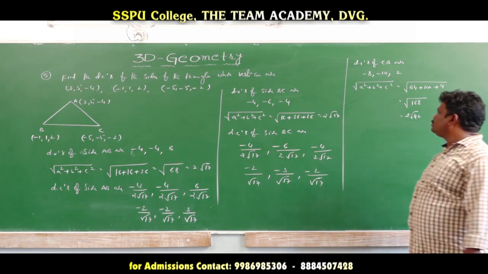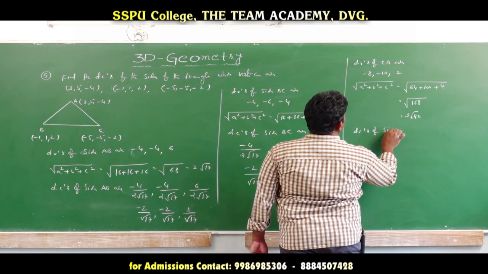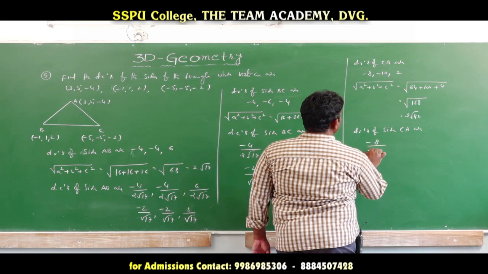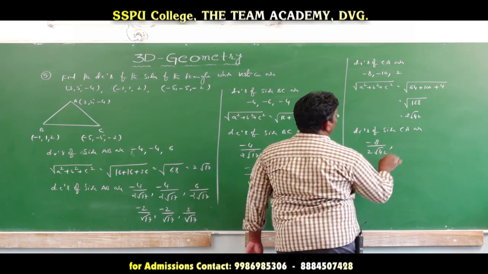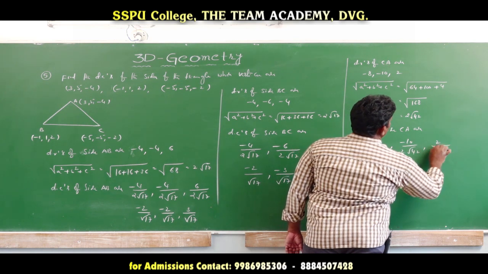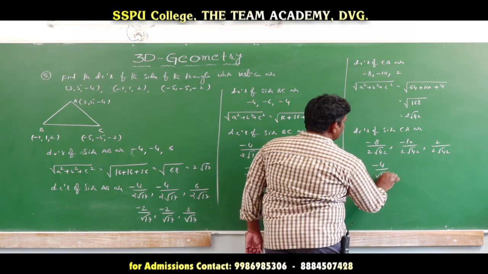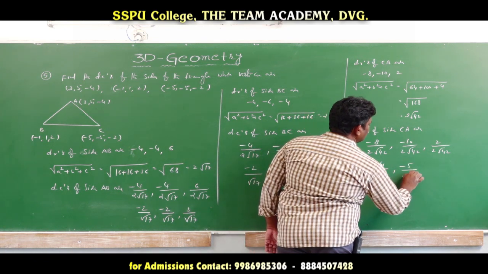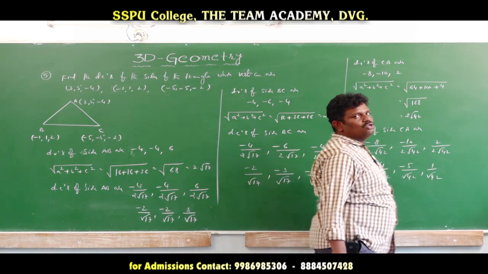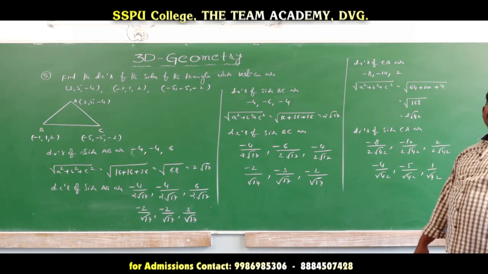So the direction cosines of side CA are minus 8 by 2 into root 42, minus 10 by 2 into root 42, 2 by 2 into root 42. That is minus 4 by root 42, minus 5 by root 42, then 1 by root 42. So these are the direction cosines of each side of the given triangle ABC.